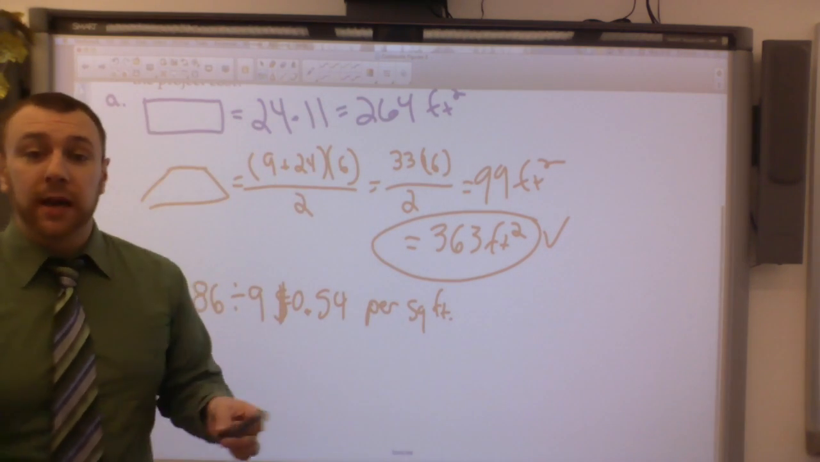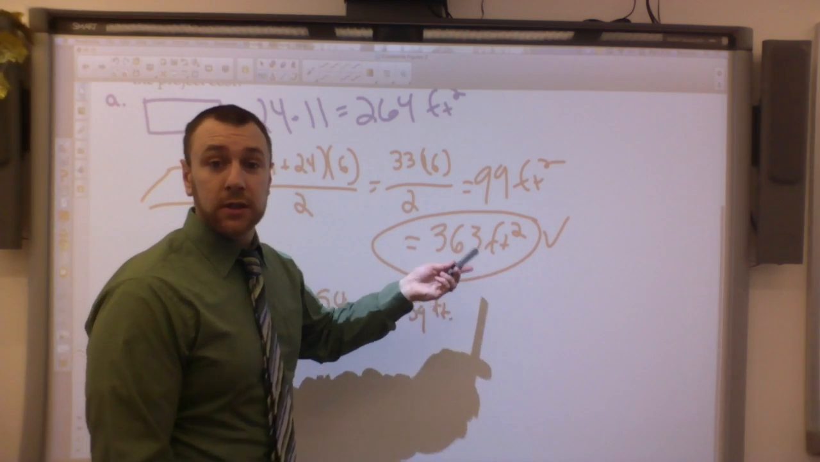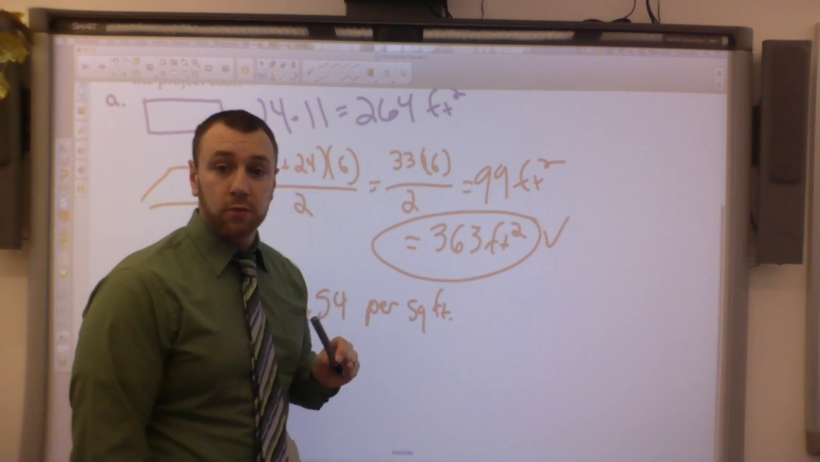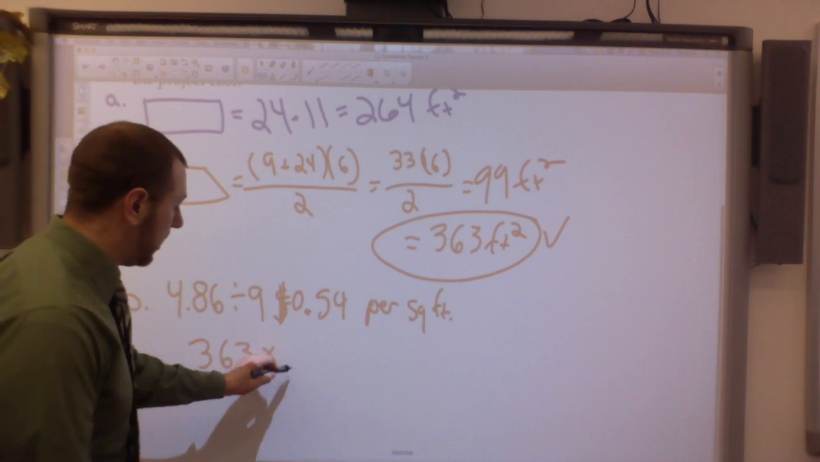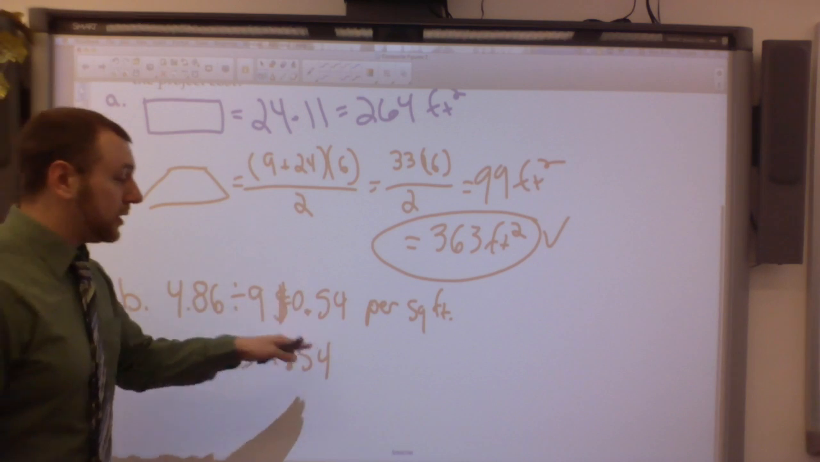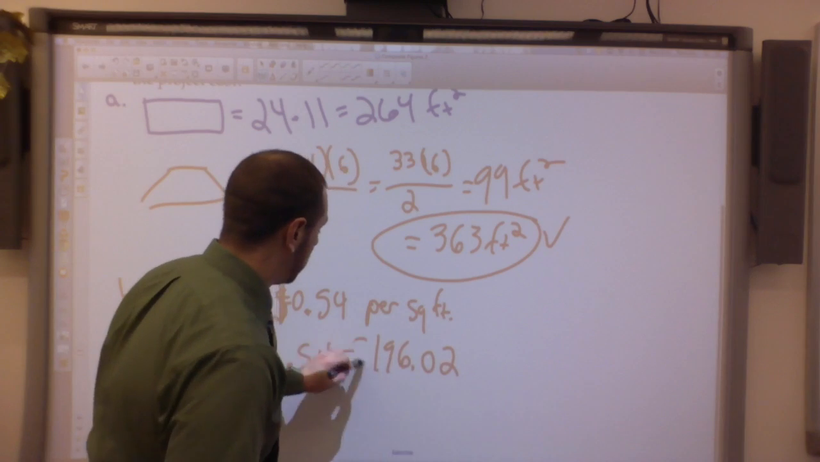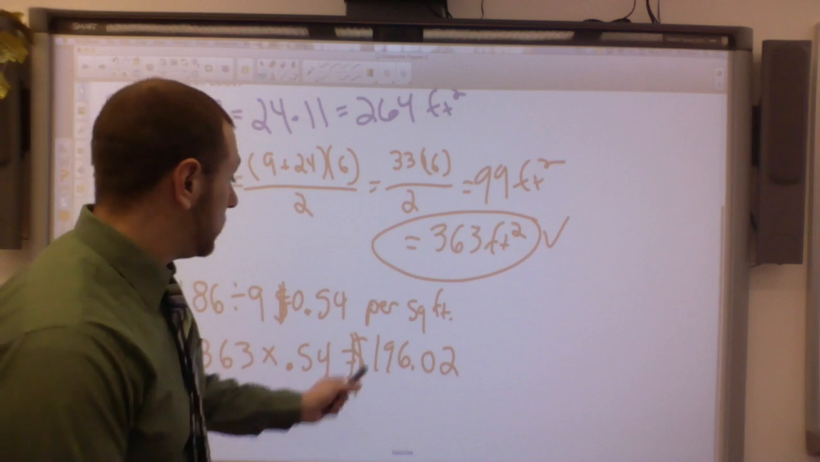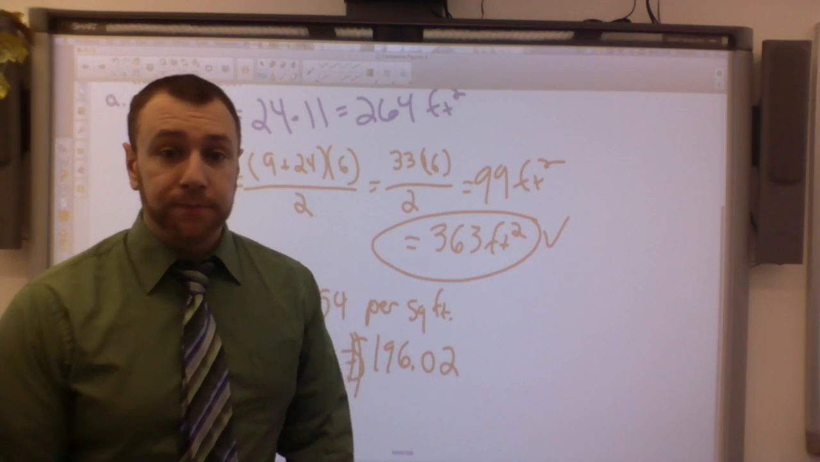Well, now I know this is per square foot. I know there's 363 square feet in my room. So I'm going to take 363 times 0.54, my square footage times my price per square foot, you get $196.02. So that's going to only cost me $196.02 to carpet that room.